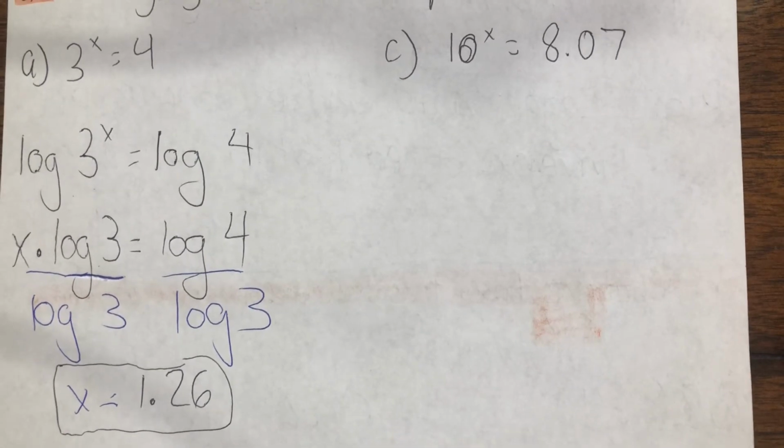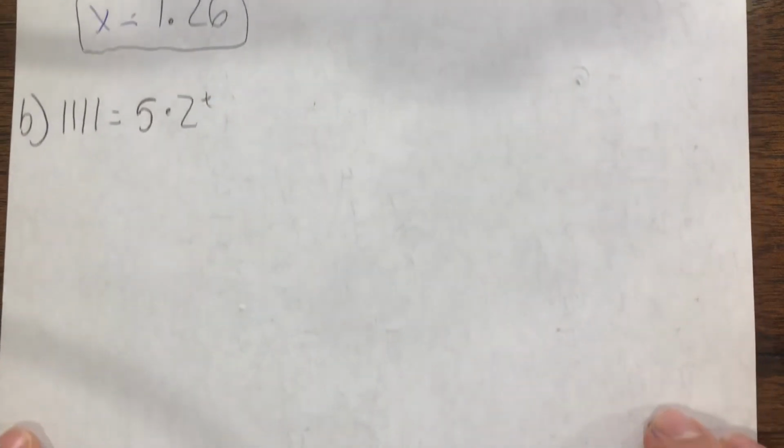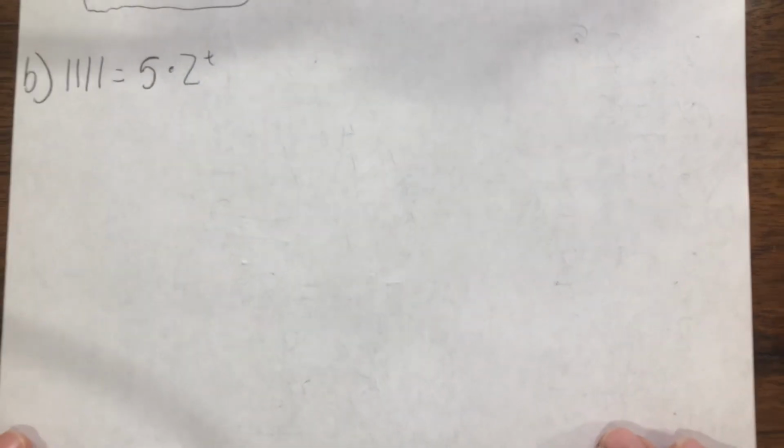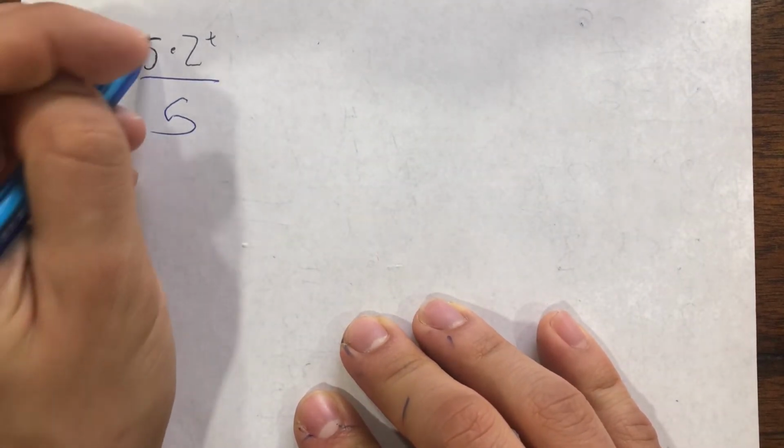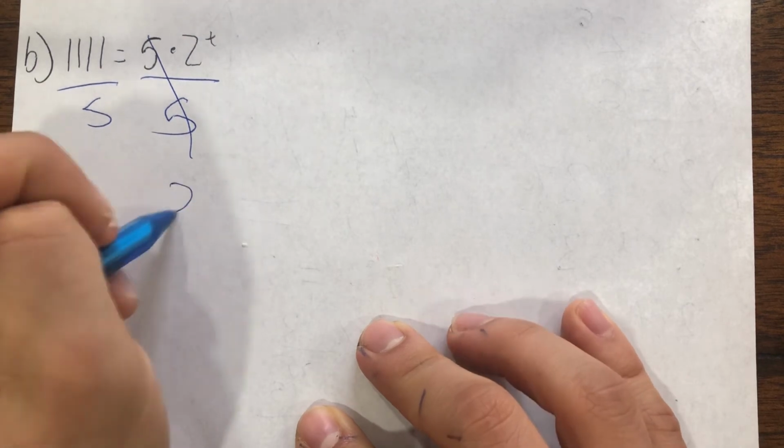Right, so let's go ahead and do another example where we use the same technique. So we have part b, which is 1,111 equals 5 times 2 to the t power. Now, before anything, we see that we have 5 being multiplied by 2 to the t power. And I just want to get the exponent by itself, the exponential form to be exact. Now, what I'm going to do is the opposite of multiplying by 5, which is dividing. So I'm going to divide both sides by 5. So I get 2 to the t power.